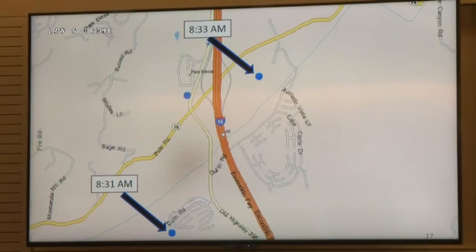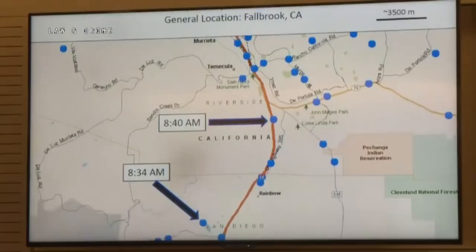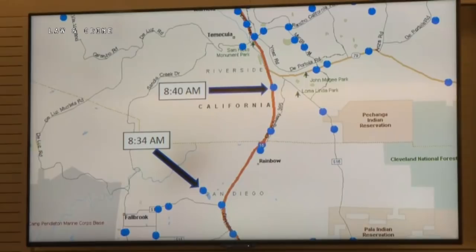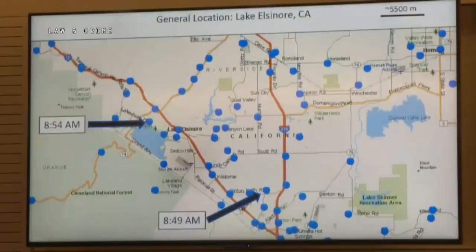And are we now at 460? Yes. All right. We still on February 3rd? Yes. Okay. 8:34 a.m. and 8:40 a.m. The cell phone shows towers consistent with movement to the north. 461, are we still on the 3rd? Yes. 8:49 and 8:54 a.m., connections with cell towers, again moving in a north or northwest direction.